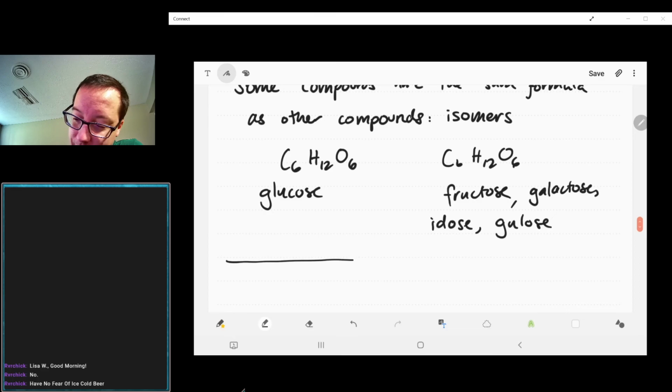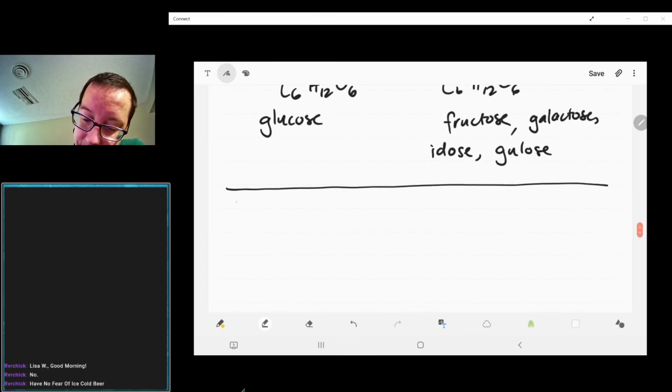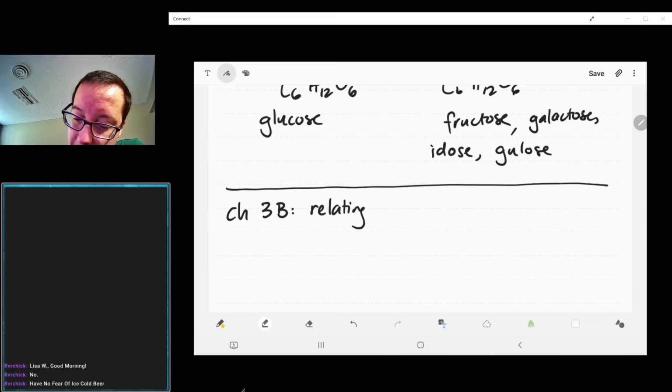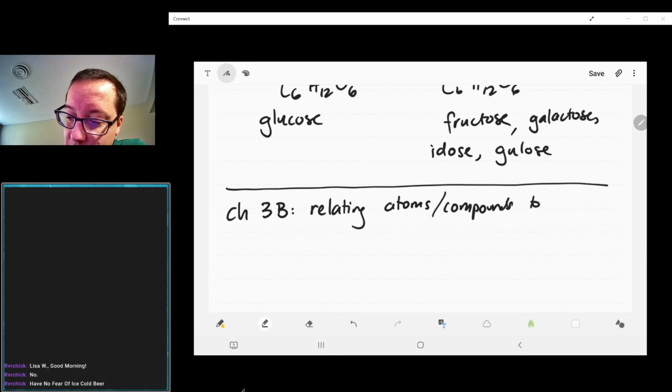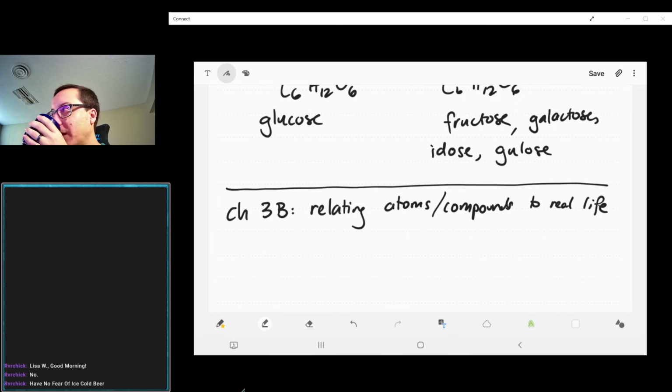So we're starting chapter 3b now, and we're going to be relating atoms and compounds to real life. We're just quantifying stuff associated with atoms. So we'll get there. Of course, if anyone has any questions, throw them out there as always, but we'll keep on going.